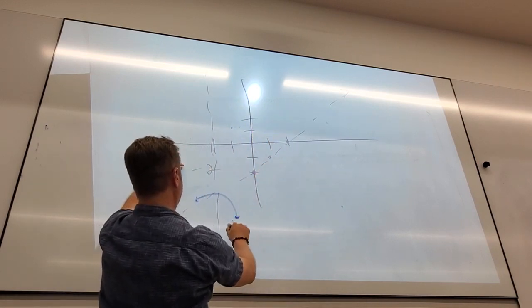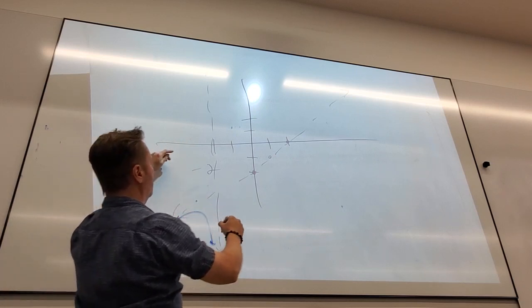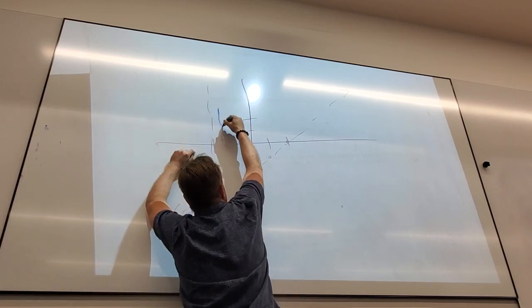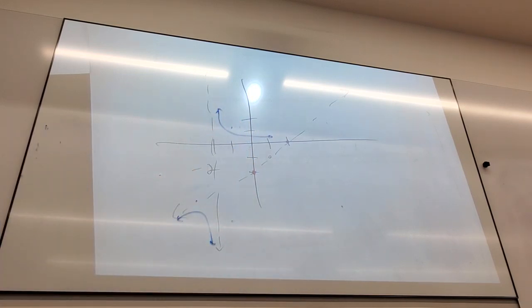Right, so let me see, I moved the paper. Jeez, that freaked me out. So I'll bet anything that this sucker looks like that. What's my y-intercept? What's my y-intercept?